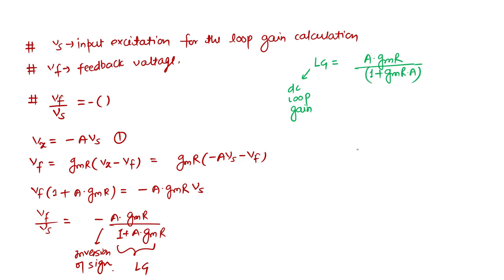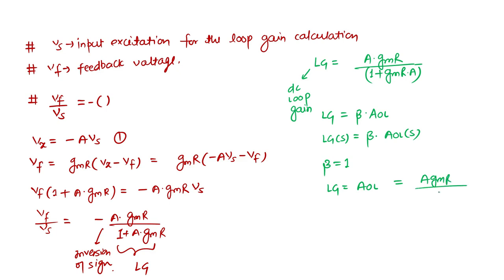What is the definition of loop gain? The loop gain is nothing but beta times the open loop gain in terms of DC. And in the frequency domain, we write the loop gain as beta times the open loop gain in the frequency domain. Since beta equals 1, our loop gain equals the open loop gain, which is A·gm·R by 1 plus A·gm·R. This is my loop gain.